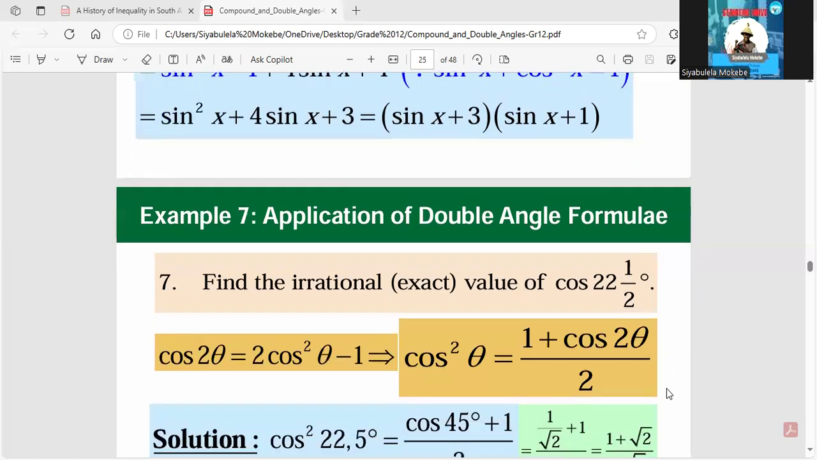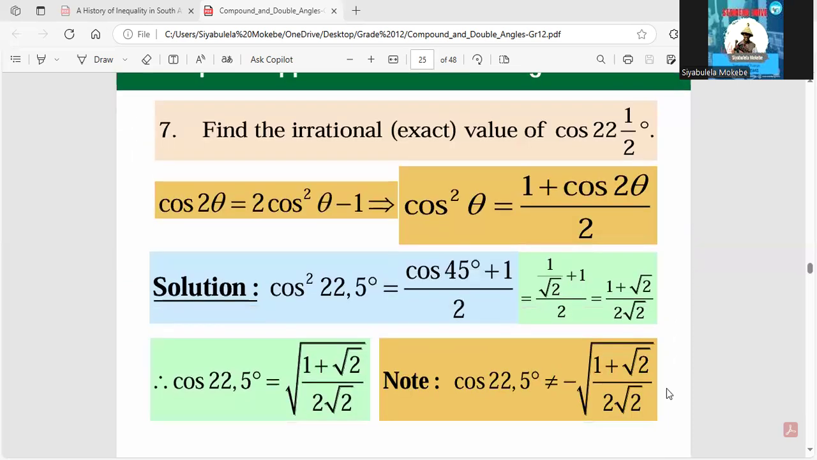Okay, example number 7. Find the irrational value of cos 22.5. Remember that cos squared 22.5 is equal to (cos 45 plus 1) over 2 from this half angle formula. And from there, you can substitute your values.